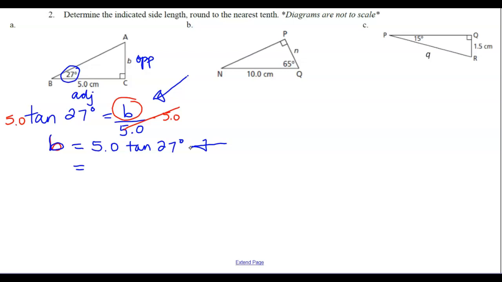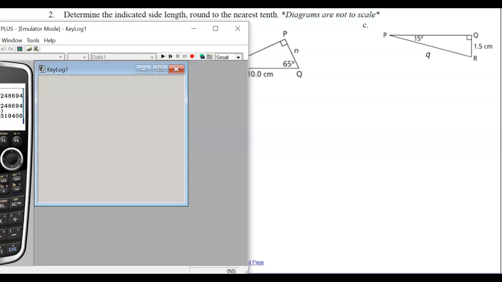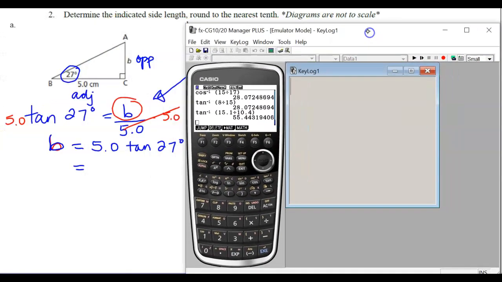And then in your calculator, I'll use the Casio this time. Now 5.0, I don't need to show that. I can just go 5. It's the same. And then times tan of 27. Okay, so 5 times tan of 27.